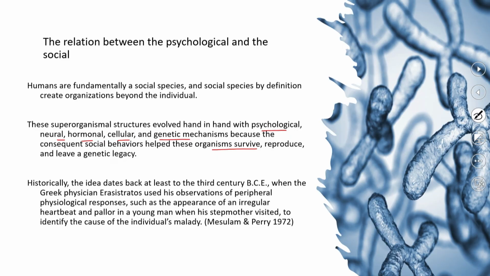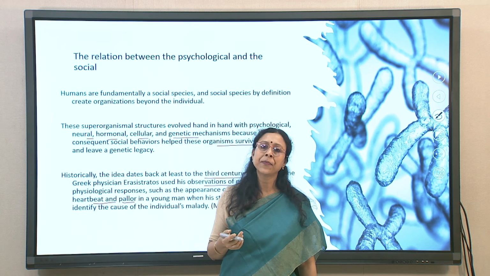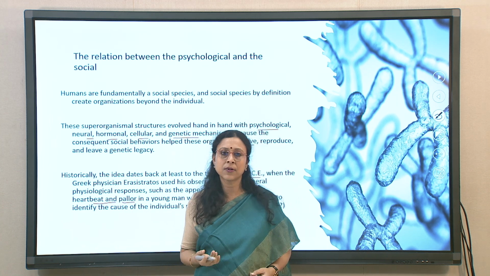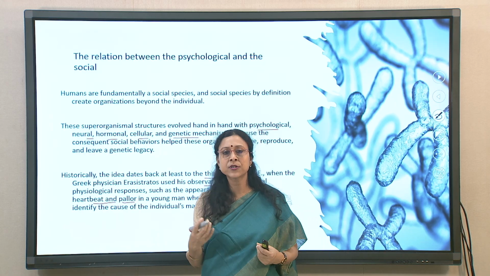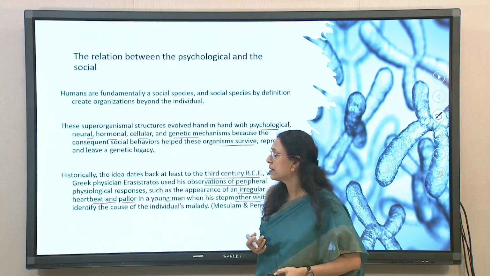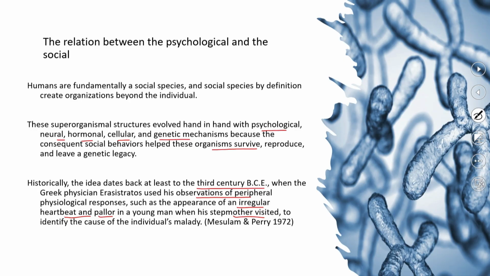Now, historically this idea is not very new, it seems it goes back to the 3rd century BCE, to the Greeks, like all things western. So, this Greek physician used his observation of peripheral physiological responses, such as the appearance of an irregular heartbeat and pallor in a young man when his stepmother visited. What he observed was that every time the stepmother of this boy was approaching, whenever she visited, the boy had certain visible changes. For example, his heartbeat changed and his pallor changed. So, this is what he took as a connection between the social and the psychological: the social was the appearance of the stepmother, and the physiological changes like heartbeat were the mental. This is one of the oldest references. Basically he identified the cause of the individual's malady. What is the problem? The stepmother probably was not having a very positive impact on the boy's mind.